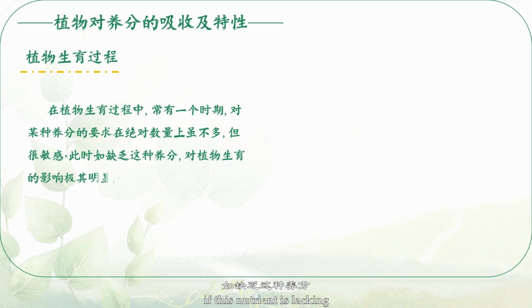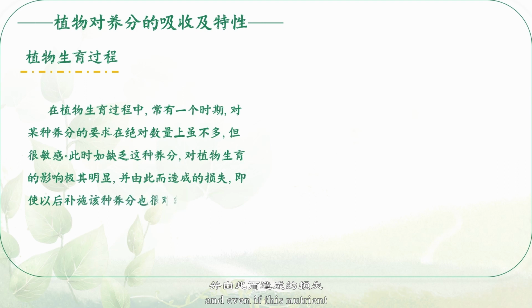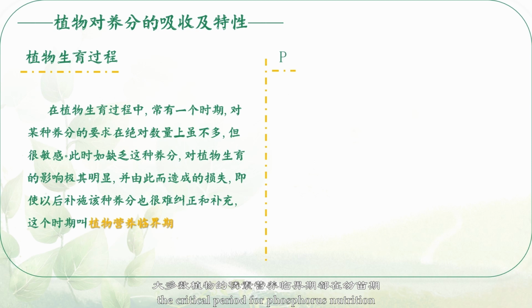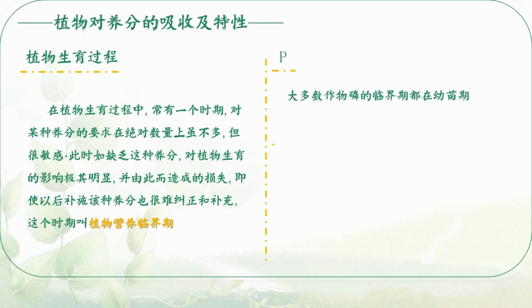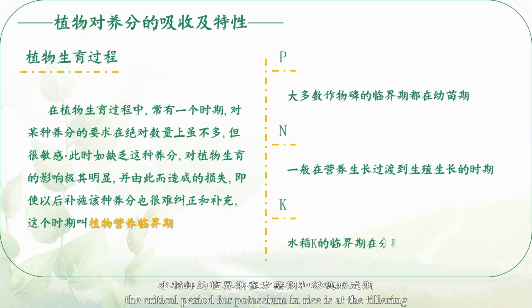If this nutrient is lacking, the effect on plant fertility is extremely obvious, and even if this nutrient is supplemented later, the resulting loss is difficult to correct and replenish. This period is called the plant nutrient critical period. The critical period for phosphorus nutrition in most plants is at the seedling stage. The critical period for nitrogen nutrition in crops is often slightly later than phosphorus, usually during the period when vegetative growth shifts to reproductive growth. The critical period for potassium in rice is at the tillering and spike formation stages.